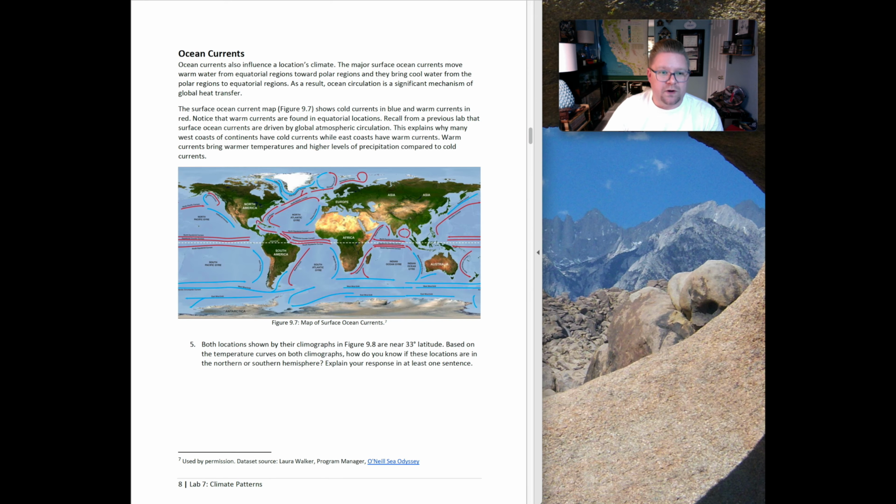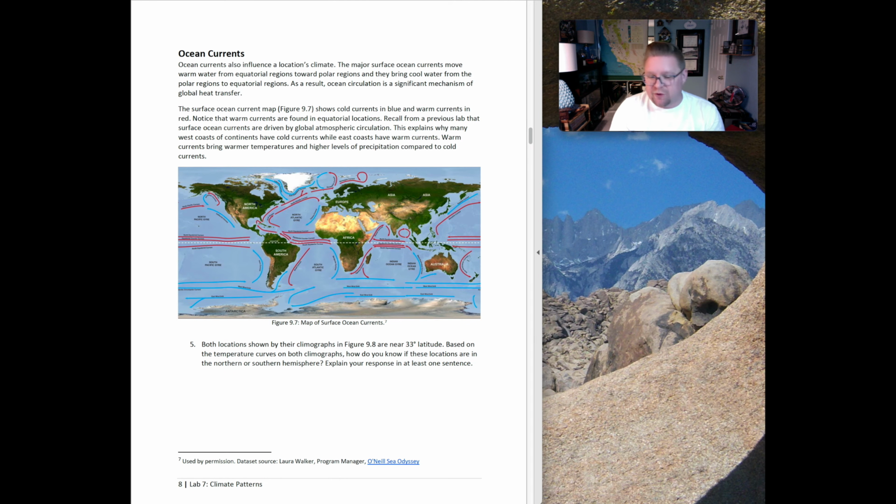So moving forward, we can see that ocean currents are also a contributing piece to this. Ocean currents influence a location's climate. The major surface ocean currents move warm water from equatorial regions towards the polar regions, and they bring cold water from the polar regions back to the equatorial regions. As a result of this circulation, it provides a significant mechanism of global heat transfer.